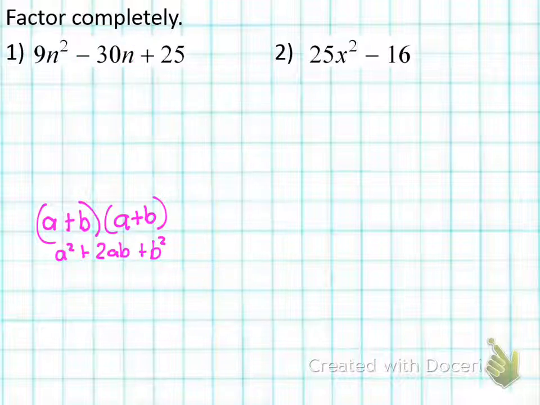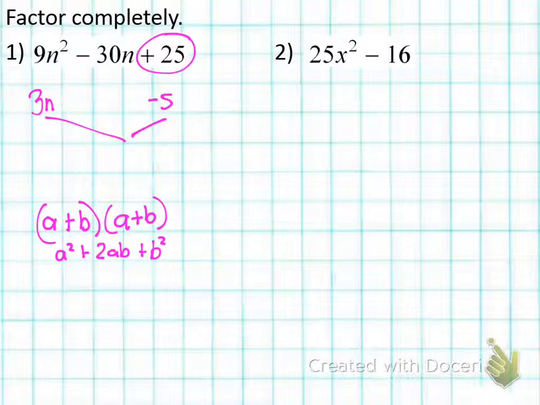So a here is 9n squared, but we want to know what's the square root of 9n squared. Well, the square root of it is 3n, right? And the square root of 25 is positive 5, but it could also be negative 5, and I'm going to choose negative 5 because my middle term is negative. So the way I check to see if this is a perfect square trinomial is I'm going to multiply 3n times negative 5. What's 3n times negative 5? Negative 15. And then remember we have to multiply by 2. What's negative 15n times 2? Negative 30n. So that works. This means that this is a perfect square trinomial.